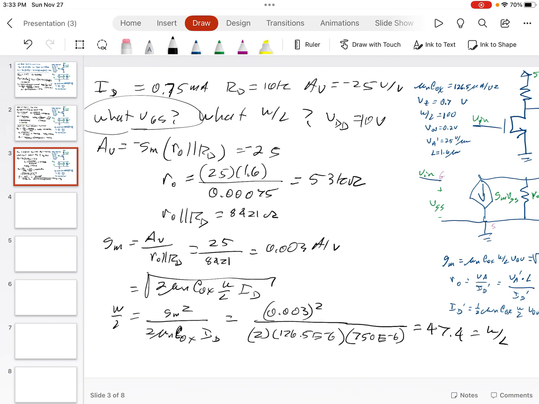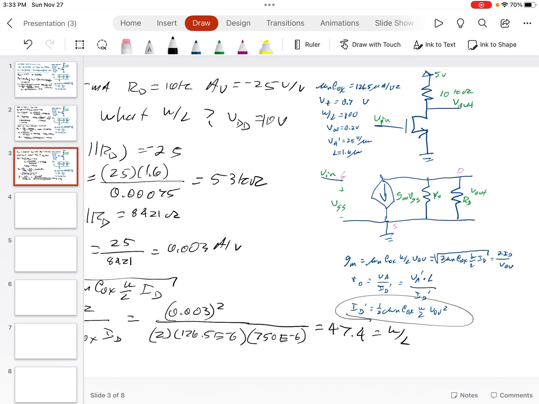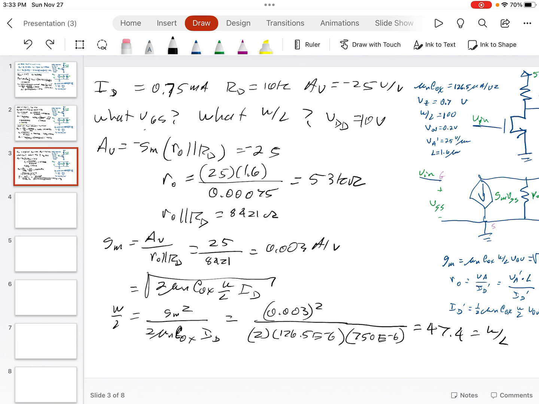But I also asked, what is VGS? Right? So that's a nuisance. How do we find VGS? Well, we've got the saturation equation right here. ID is 1/2 mu NCox W over L V overdrive squared, so we can solve for V overdrive. And it'll be the square root of 2 times ID over mu NCox W over L.